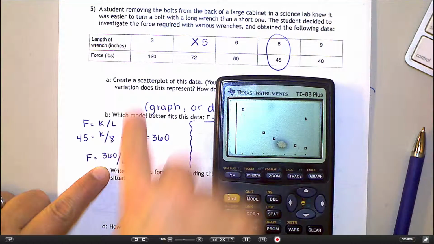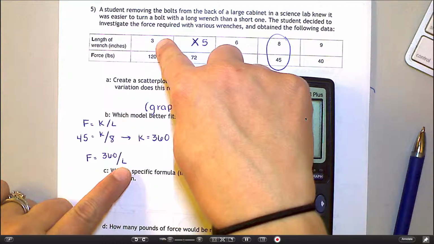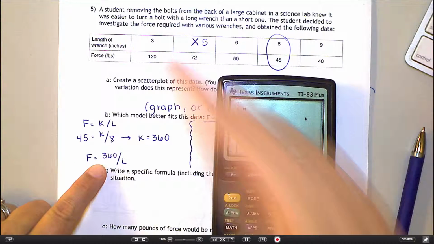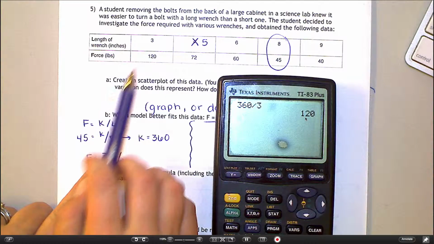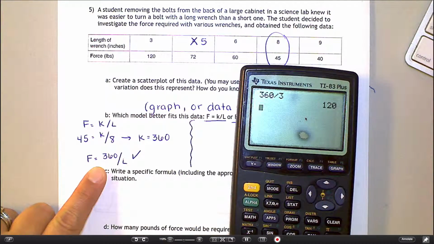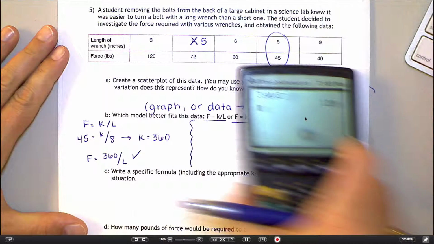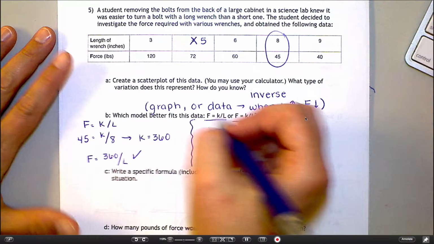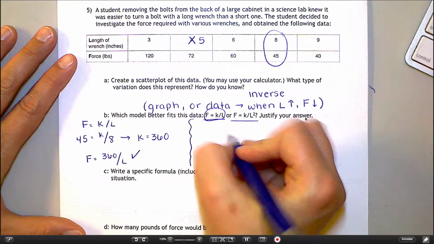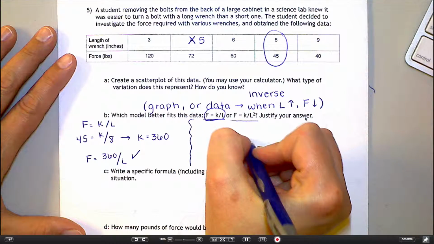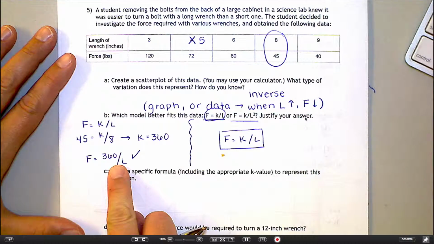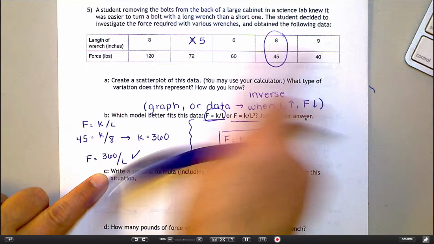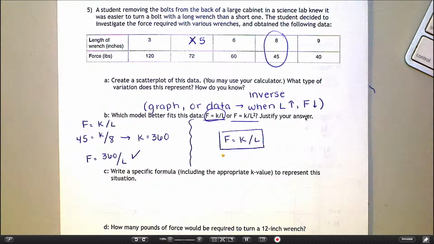What I really want to know is, does 360 divided by 3 give me 120? I know that it does, but I would test that. It did come out to be 120, so this equation does work. In terms of answering this question, my equation F equals K over L worked correctly for me because it held true in this data point, and if you checked any of the other ones, it would work for those as well.